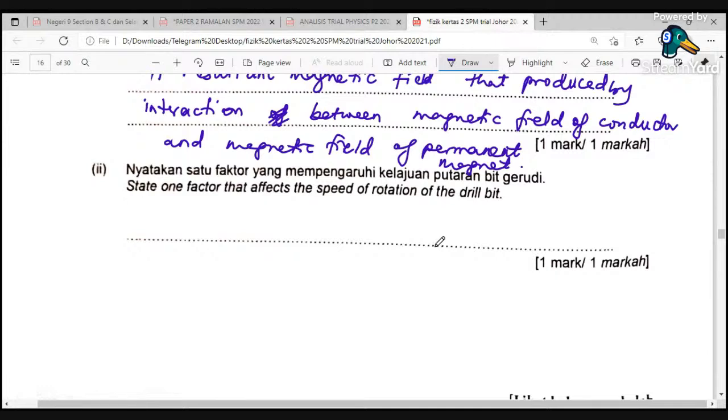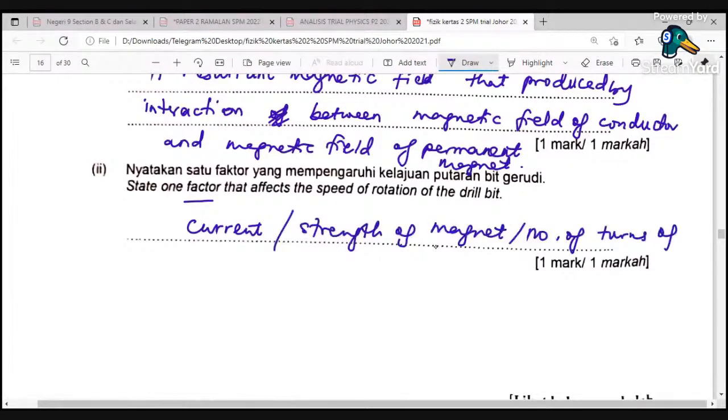State one factor that affects the speed of rotation, the force. Just one factor that affects the force on a current-carrying conductor. We have many factors. We can put current, strength of magnet, number of turns of coil. Give one.